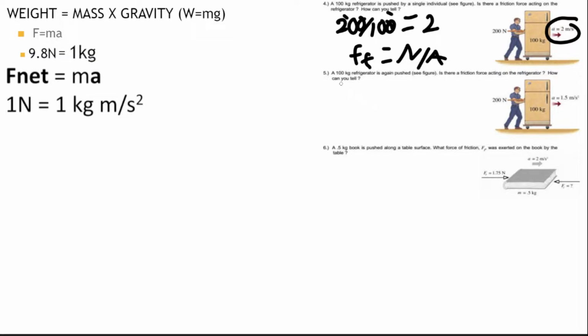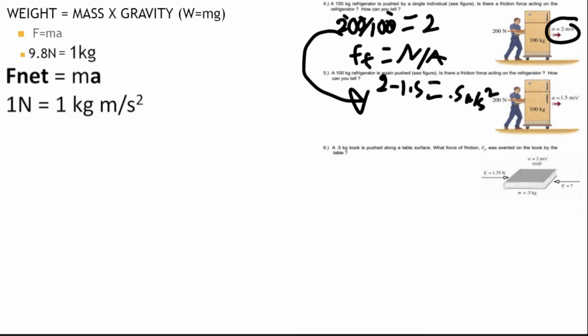So let's take a look at the same example, just a little bit different. Again, same scenario: he's pushing at 200 newtons with a 100 kilogram fridge. This time our acceleration is 1.5. Now we know that 2 is not equal to 1.5. If we do 2 minus 1.5 to represent the change in acceleration, that is equal to 0.5 meters per second squared. And that's our acceleration going against it.